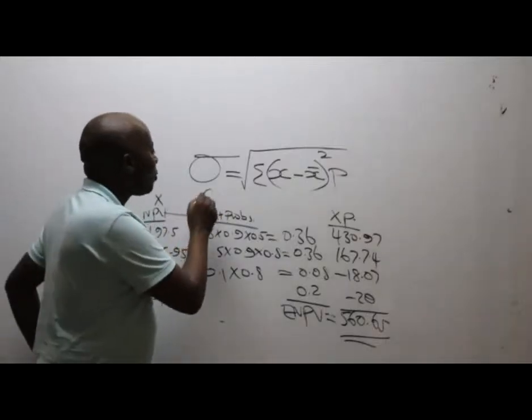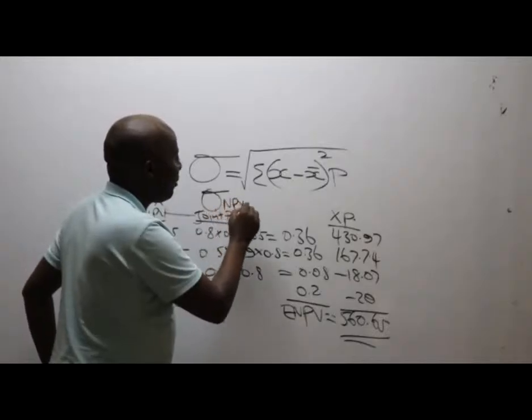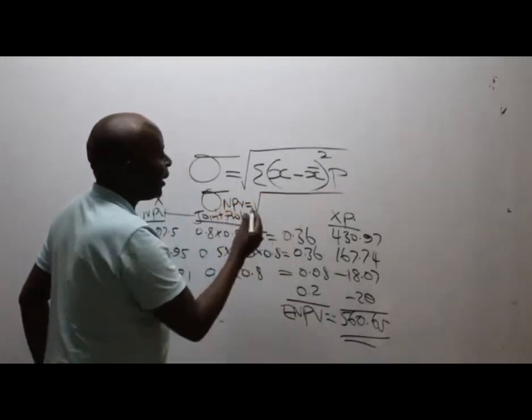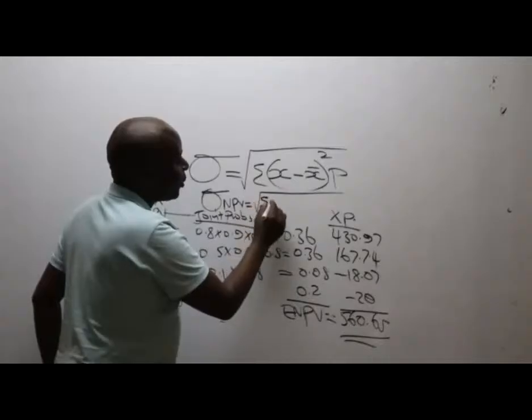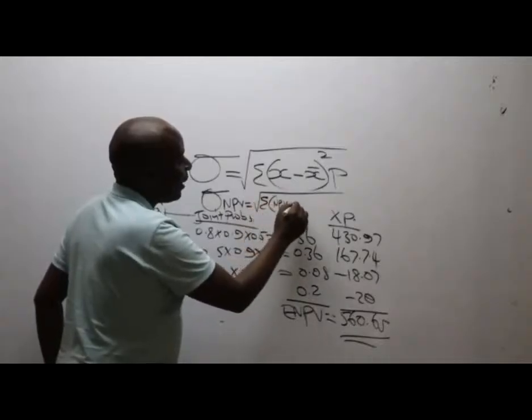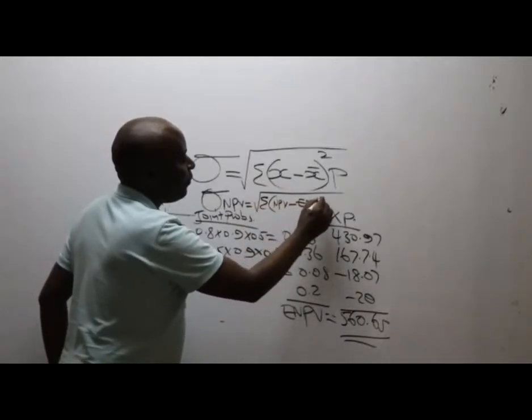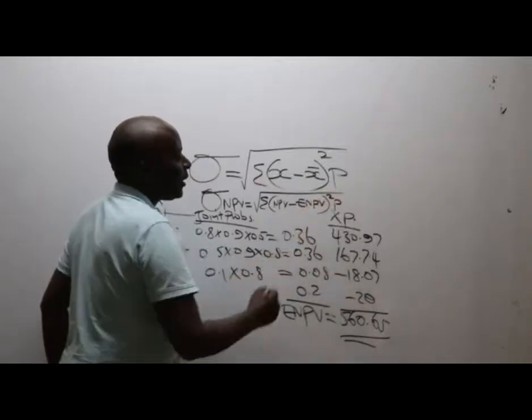So when they tell me to give them standard deviation of NPV, I'll come and put a bracket like that. I'm now copying everything. So this one here will be NPV minus expected NPV, squared, times probability.